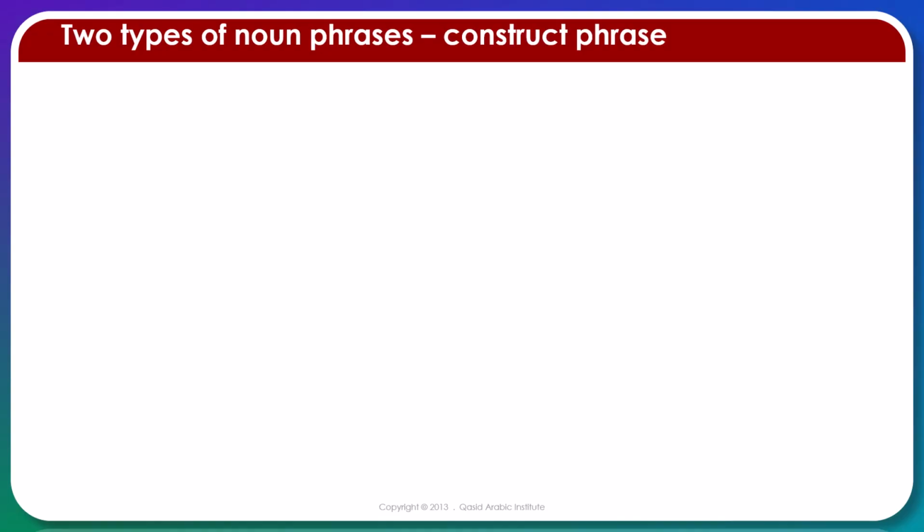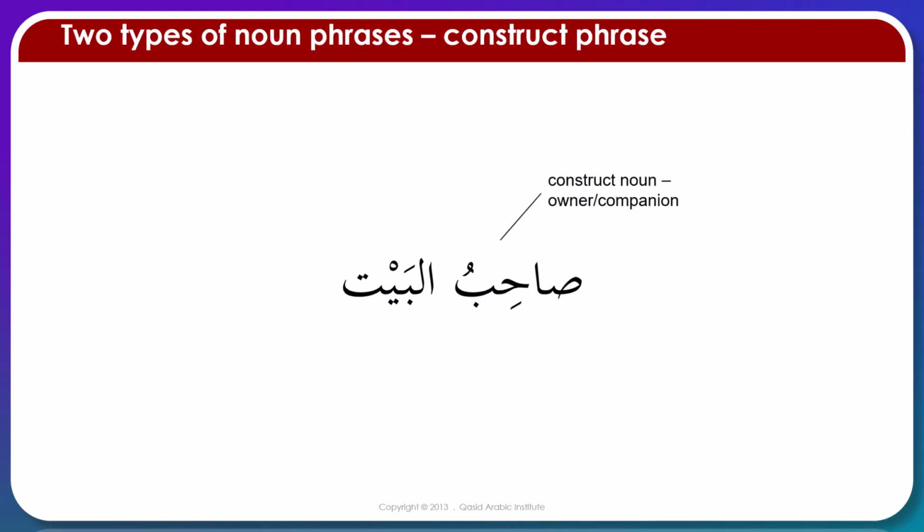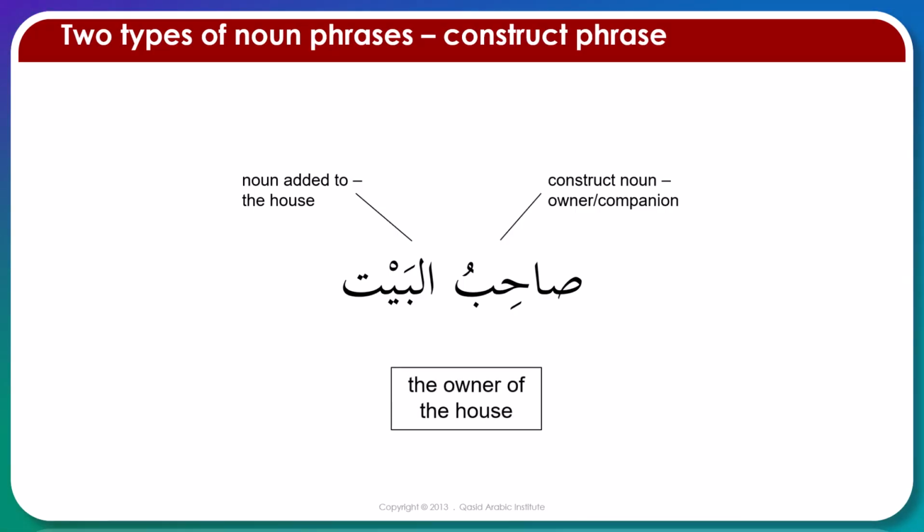Let's look at the construct phrase. The construct phrase is different. Here we have the phrase sahibul bayt. Sahib means owner or companion, whereas al-bayt means the house. These are both nouns. However, when we conjunct them together, we get a construct phrase or an idafa phrase. So notice that this is different structurally because we have two nouns conjuncted as opposed to a noun and an adjective. The meaning of sahibul bayt is the owner of the house.